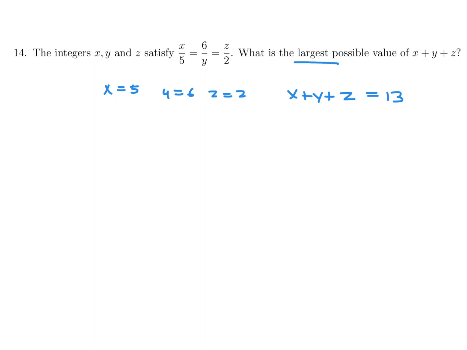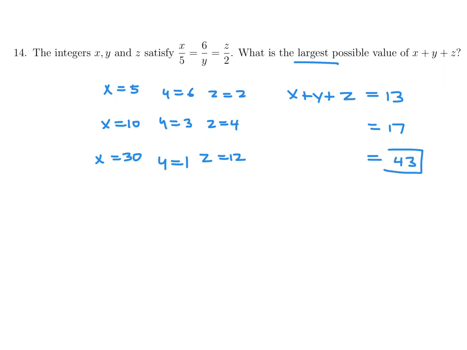What if I made y equal to 3? That would allow me to make these numbers a little bit bigger. x would be 10, z would be 4. And then now x plus y plus z is 17. I think I can make it a little bit bigger. What if I let y equal 1? Then x could be 30 and z could be 12, and then therefore this would be 43. And I think that's about as big as I can go, because they have to be integers. I can't make y less than 1. I can make it negative, but then they want the largest possible value of that. Negatives would obviously make it a smaller value. So 43 is the answer.